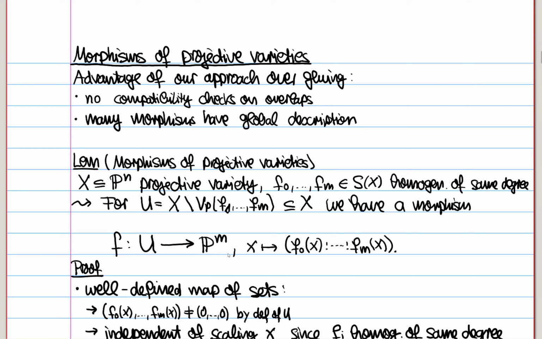So this gives you a big class of morphisms to some projective space. And then of course, if they factor through some closed subset here, then you also get a morphism to this closed projective variety in Pm.